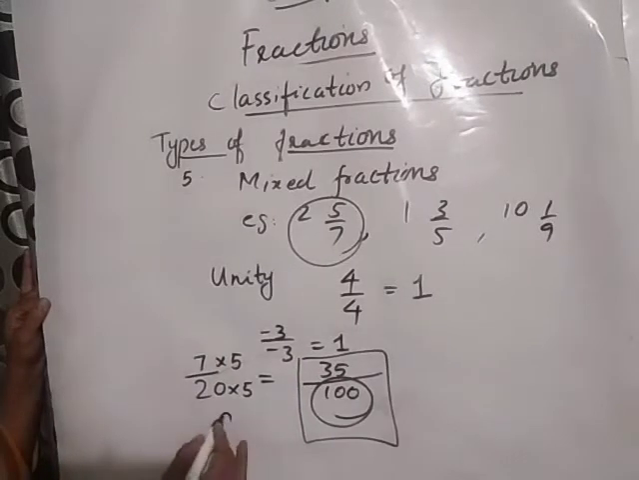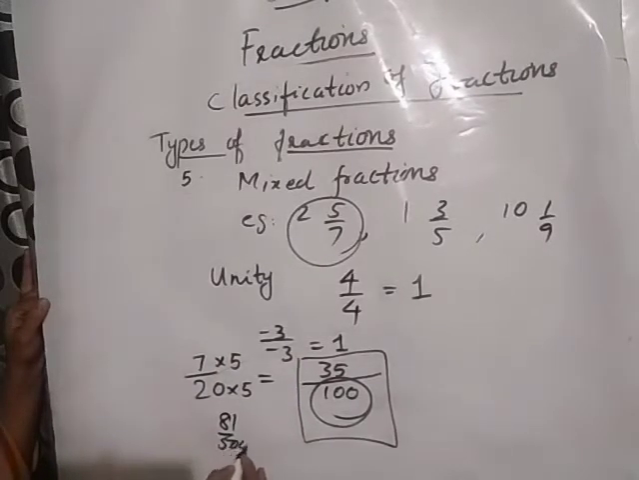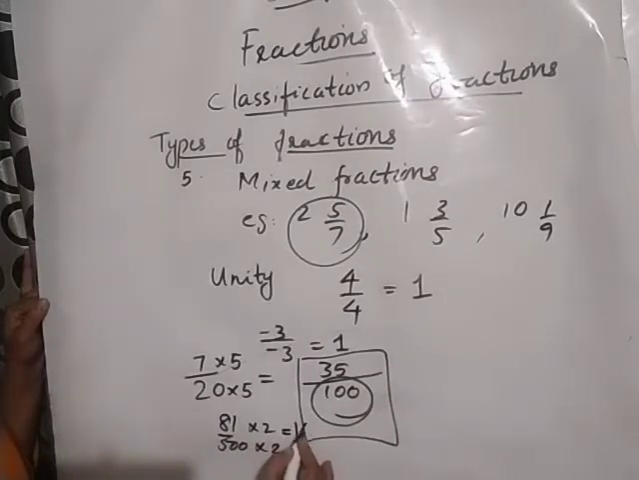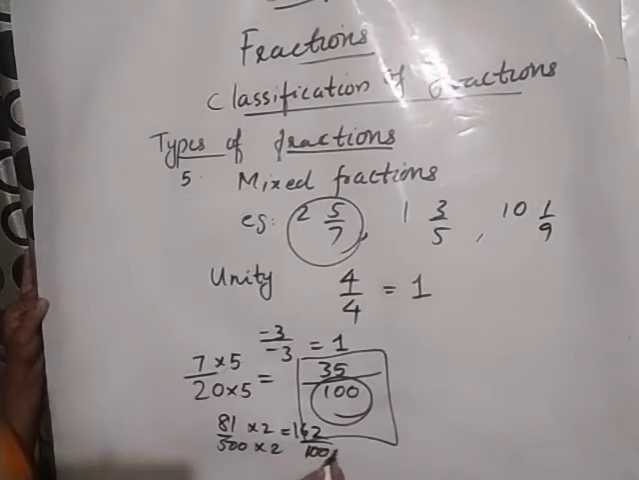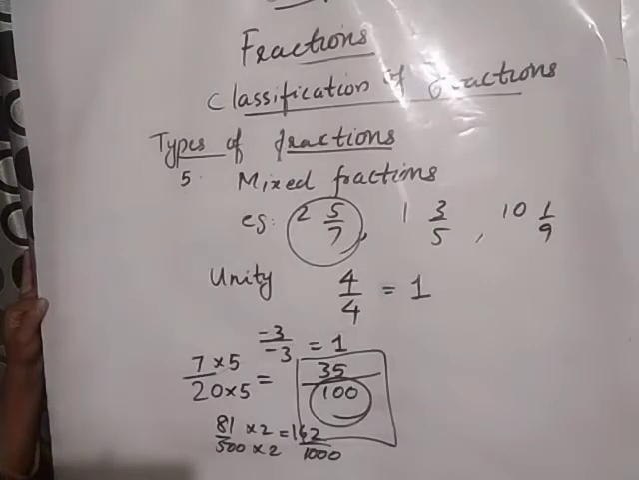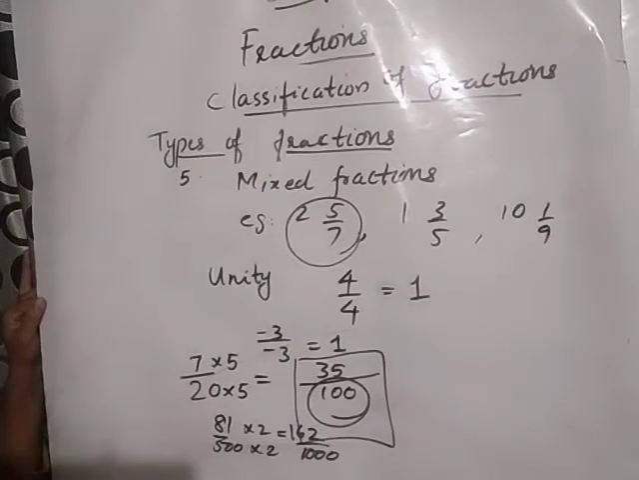Also we can express 81 by 500. If we multiply by 2, we get 162 by 1000. So it's a decimal fraction. If the denominator of a fraction can be expressed as 10 or as some higher power of 10, it is a decimal fraction. Understood this topic?